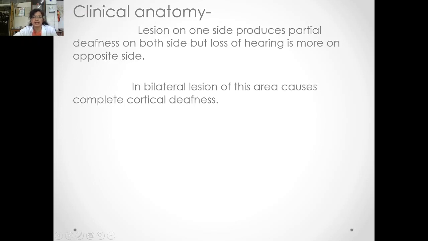Clinical anatomy of this area: lesions on one side produce partial deafness on both sides, but loss of hearing is more on the opposite side, and in case of bilateral lesion of this area, that leads to complete cortical deafness.